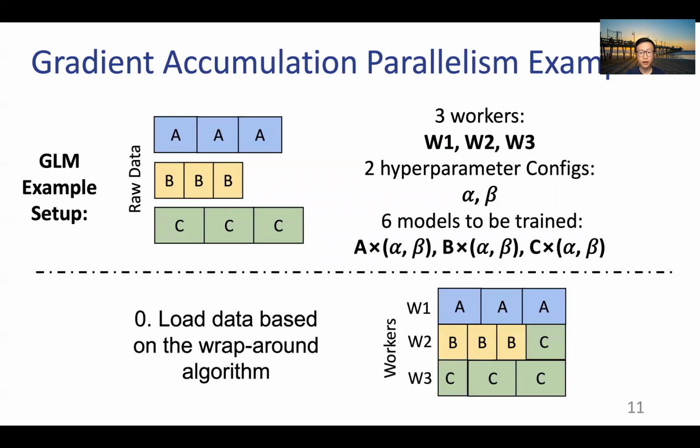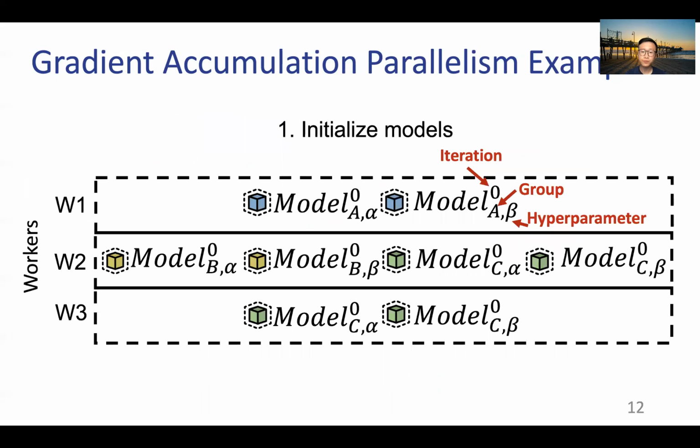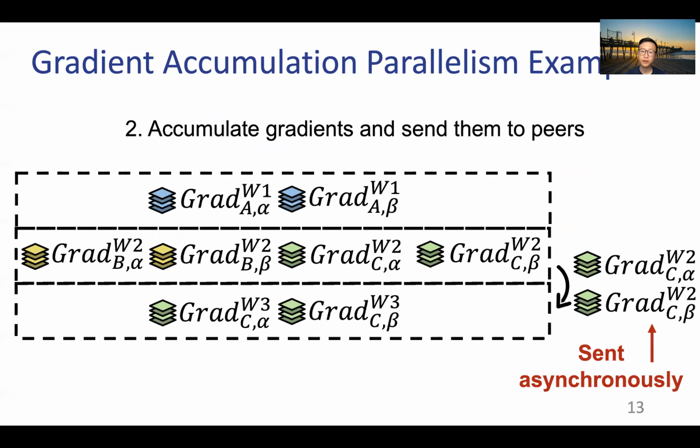The very first step of Kingpin is to load data to workers based on the wraparound algorithm. At the same time, each worker can initialize models. The superscript means the model at a specific iteration, and the subscript means group and hyperparameter config. After data is loaded, each worker starts to accumulate gradients for groups on their shards. If a group is sharded across multiple workers, workers will send the gradient to one leader worker asynchronously. The leader is decided by our scheduler.